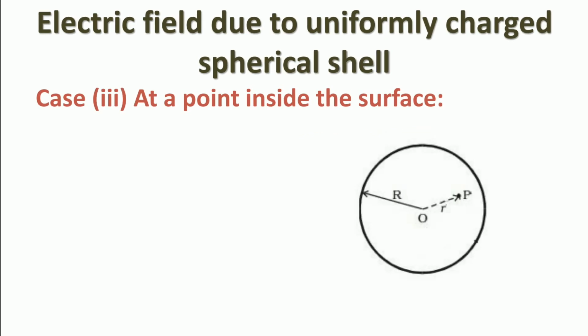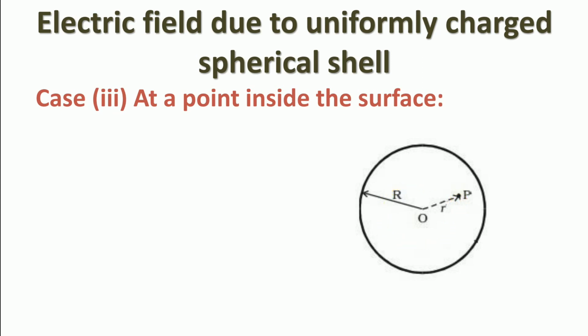Watch here. Let us consider this is the spherical conductor shell which is having the radius capital R and a center O. We have to find out the electric field at a point P which is inside the conductor shell, and at a distance small r from the center of the sphere. So we need to assume a Gaussian surface through this point P where we need to find out the electric field.